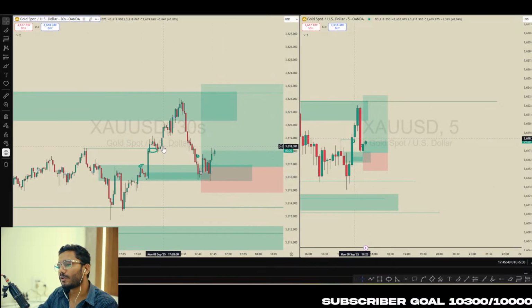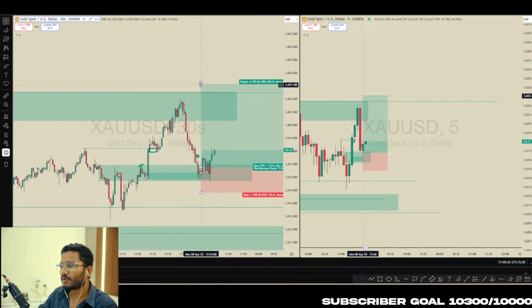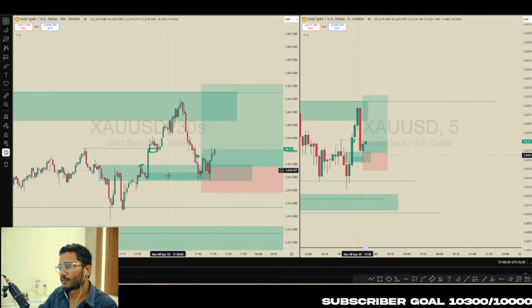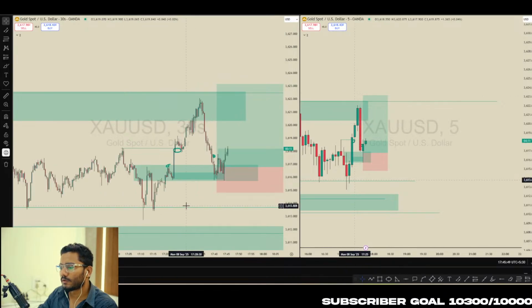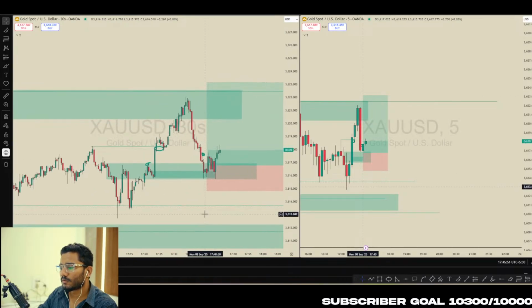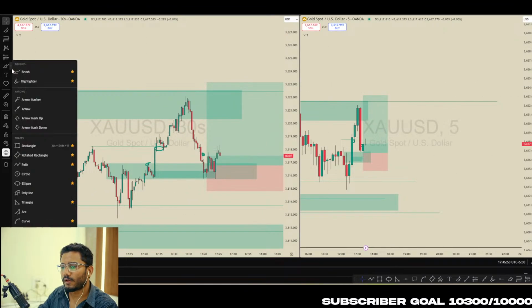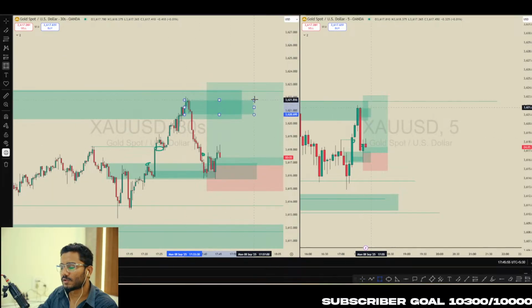So as we are at all-time high, we can trail the stop loss. Right now it's 1:3. So what we can do right now is close some of our position at this order block, and then we can keep the rest running.